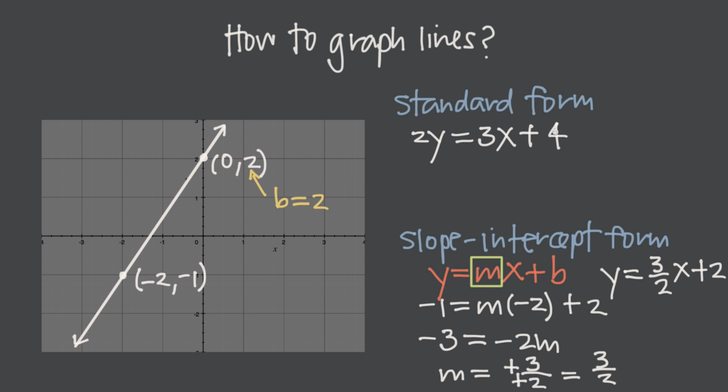Now we just want to move the 3x to the left-hand side. So we subtract 3x from both sides, which will cancel it on the right, and leave us with negative 3x plus 2y is equal to 4. And this is standard form because we have our x and y terms on the left.